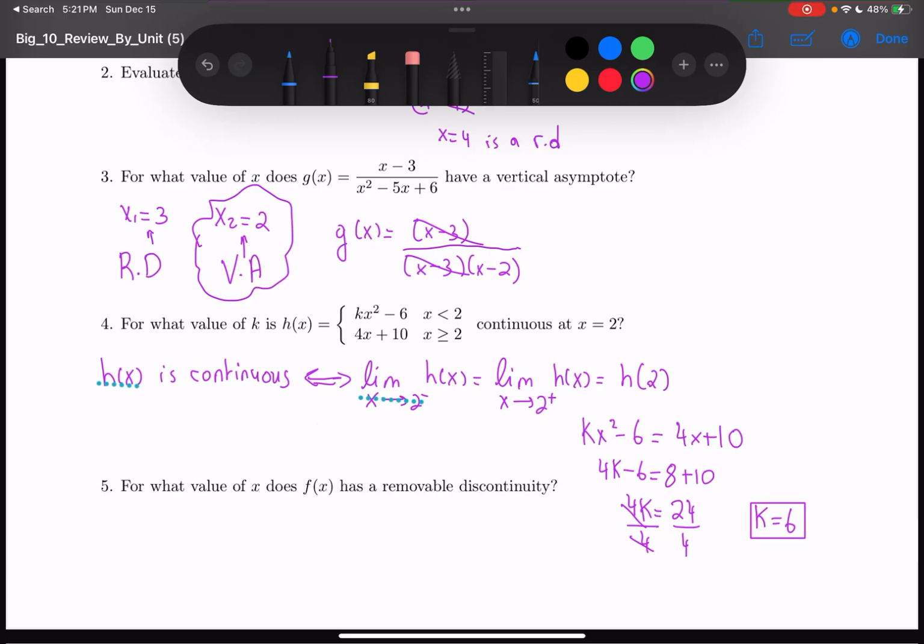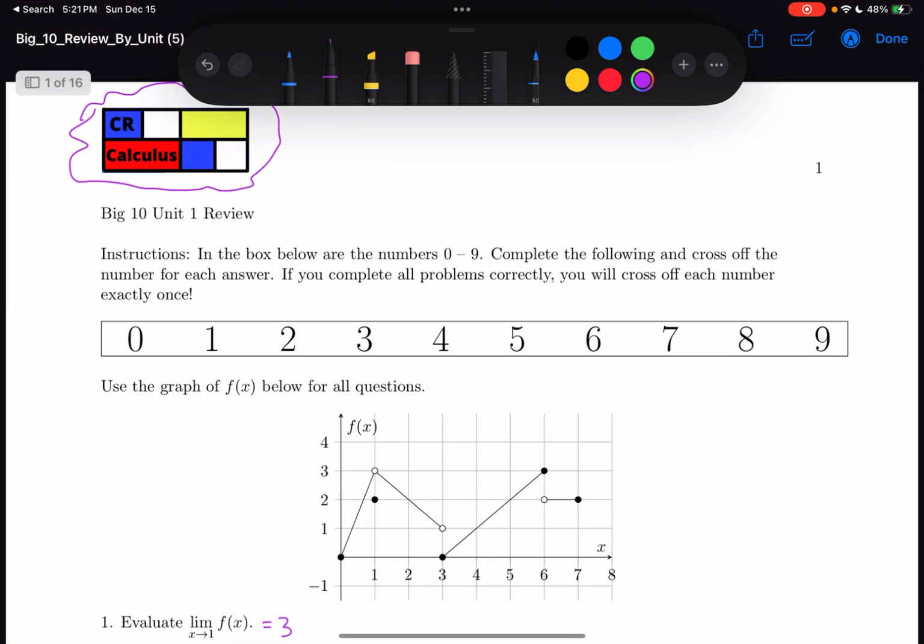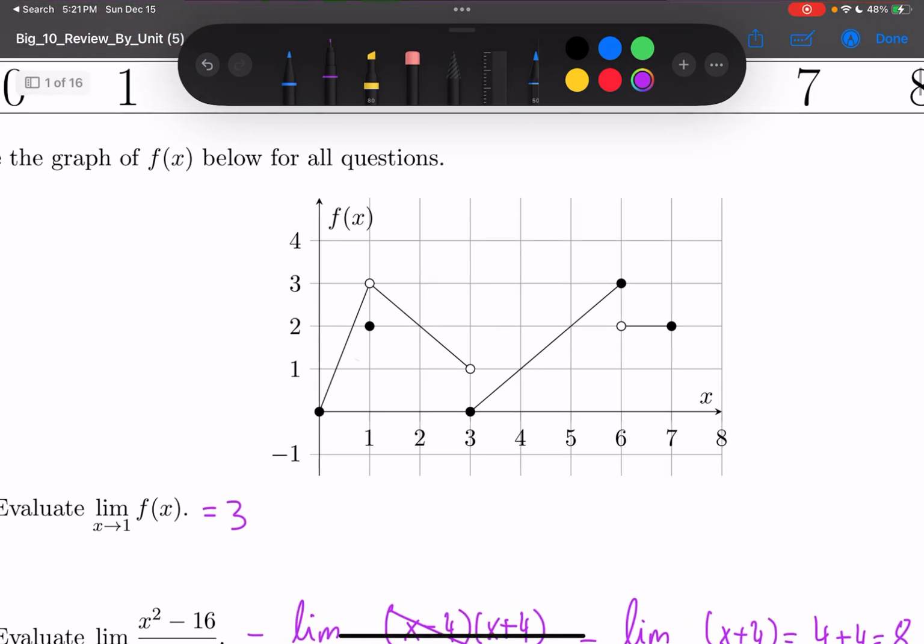Now for number 5, they asked me at what x does f of x have a removable discontinuity. If you're looking at the graph, you can notice that when x is equal to 1, there is a discontinuity, but it's being filled by this black hole. So this is an indicator that x equal to 1 is a removable discontinuity, because we have a discontinuity here, but we have a compensation. We have a substitute. Meanwhile, over here, we don't have a substitute for this discontinuity.